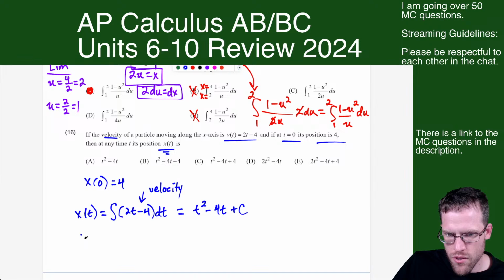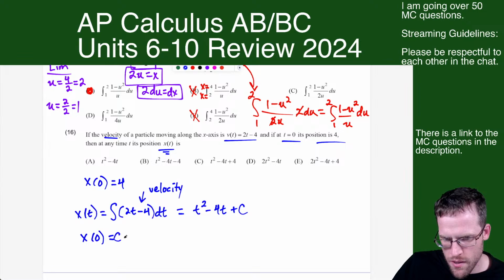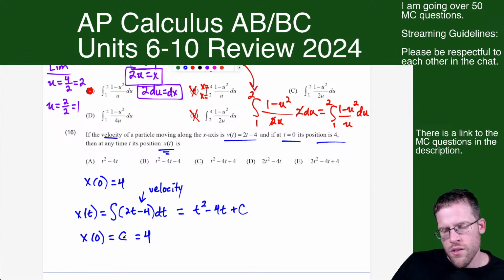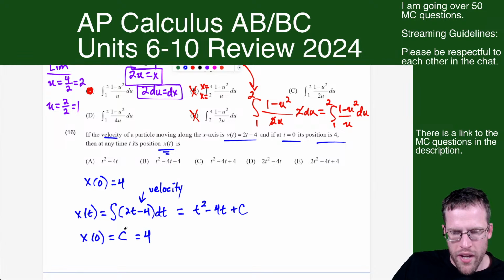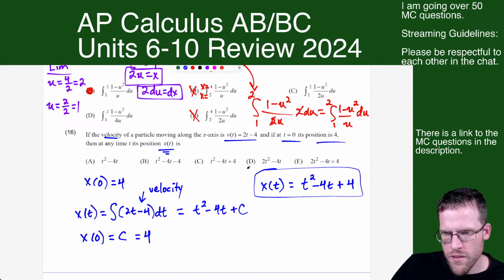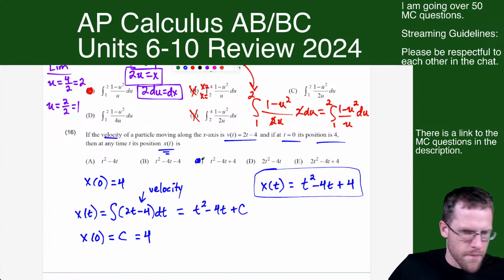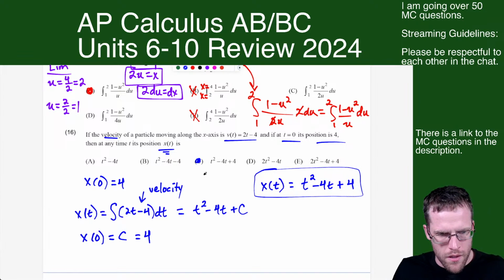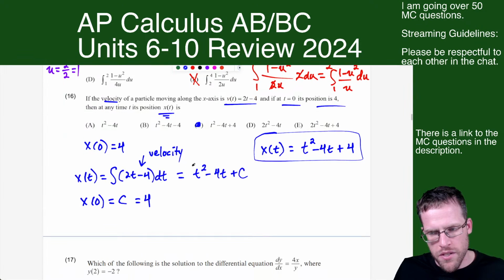And then I'm using this initial condition: x of 0 gives me 0 minus 0 plus c, which is just c. And that's going to equal 4. So then the constant is 4. We have x of t equals t squared minus 4t plus 4. So t squared minus 4t plus 4 looks like choice C. An integral converges, improper integrals, which I'm going to cover later.